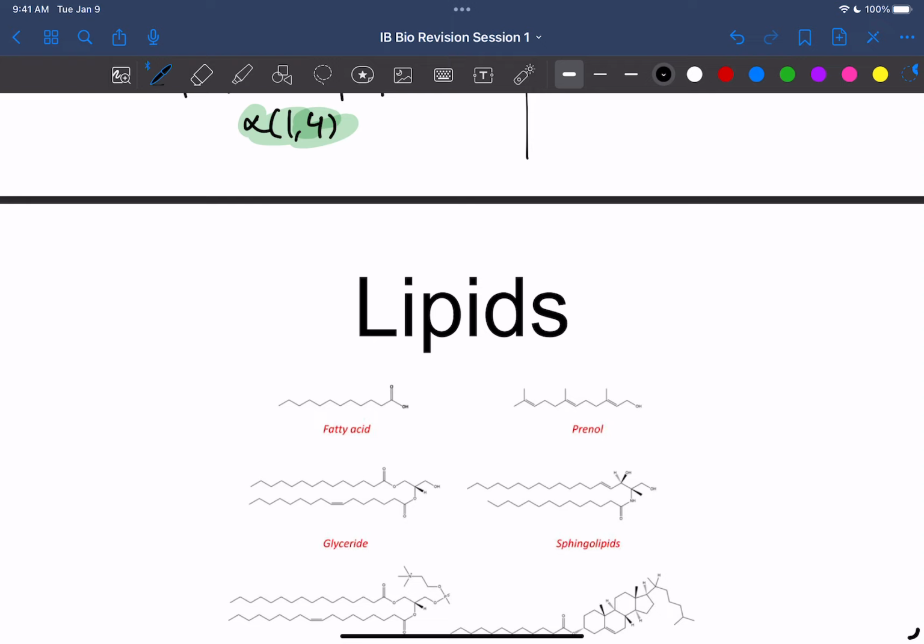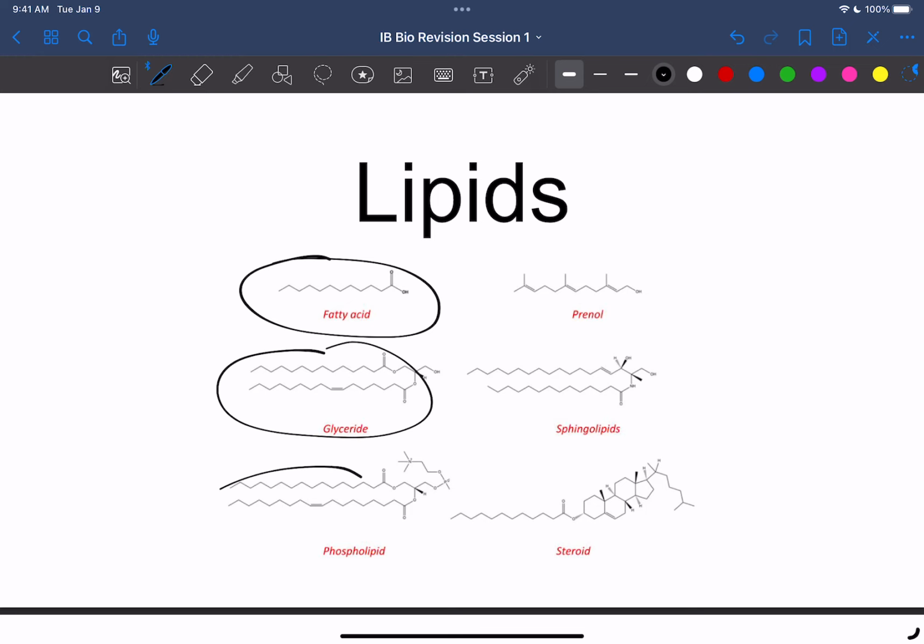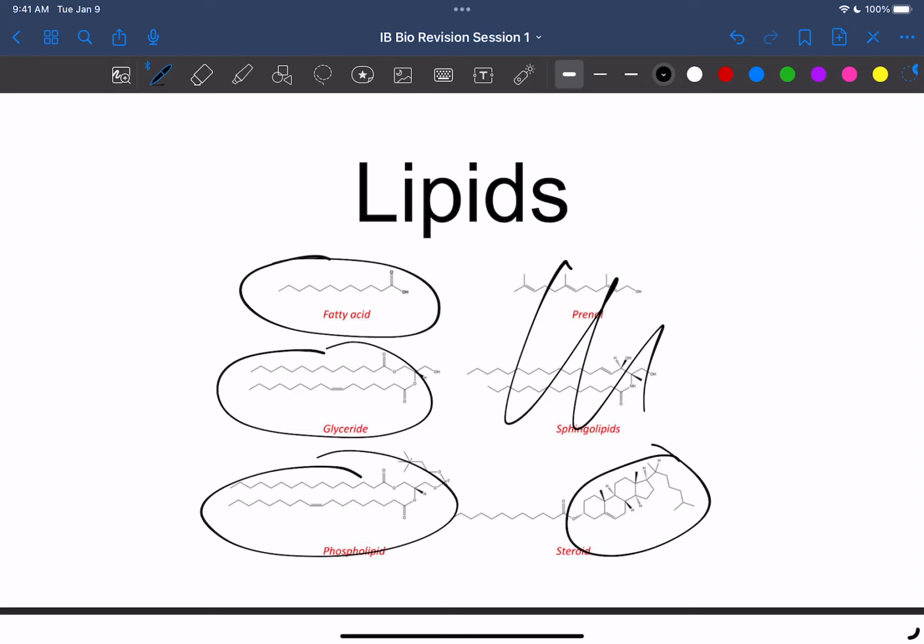Now we're going to get into lipids. A lot of this is just an image from the internet. These are the ones we're going to look at: fatty acids, triglycerides, and phospholipids, and also steroids, just this part. These ones we don't care about.